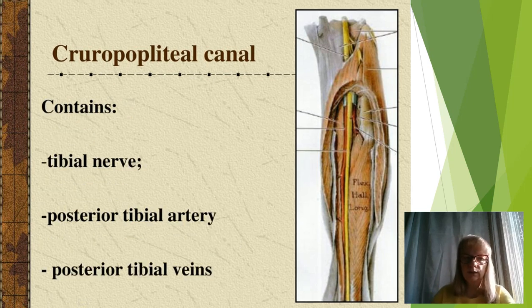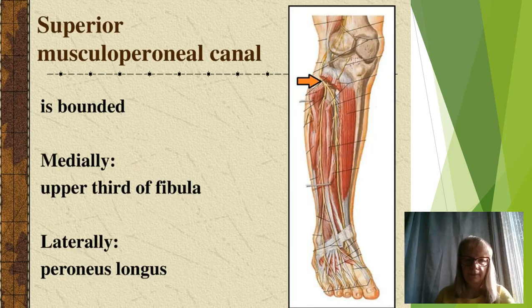The cruropopliteal canal includes the tibial nerve, because it continues from the popliteal fossa, the posterior tibial artery, and the posterior tibial veins. I remind you, you see the plural because we have two veins around one artery. So next, two canals we have.